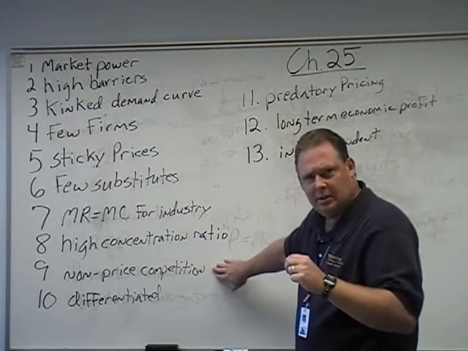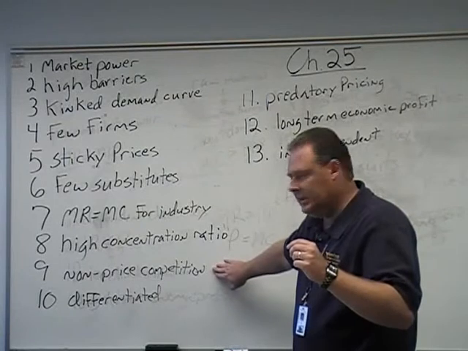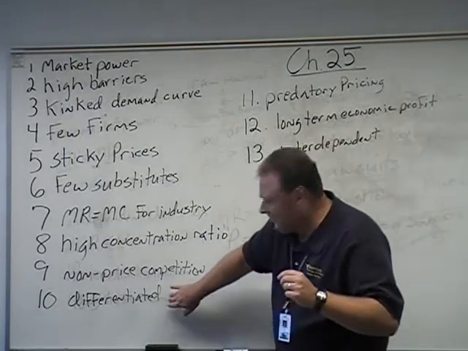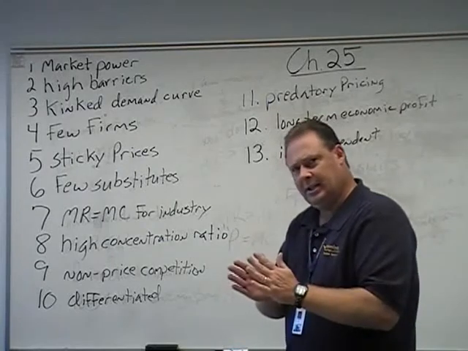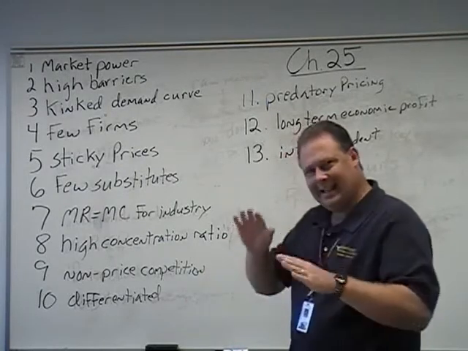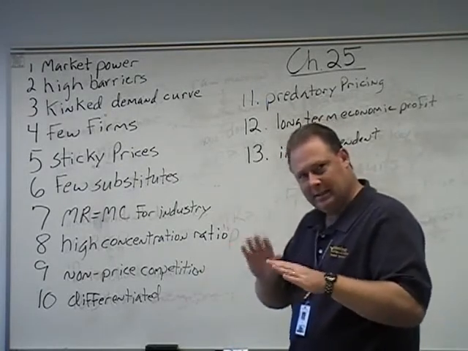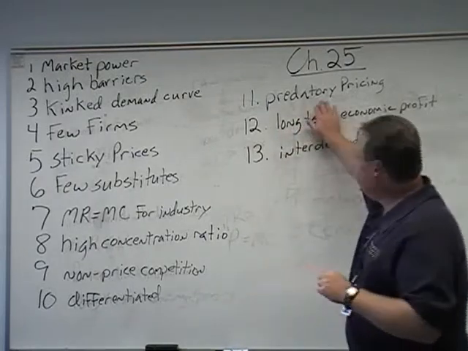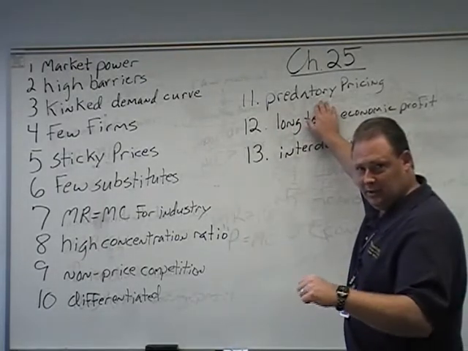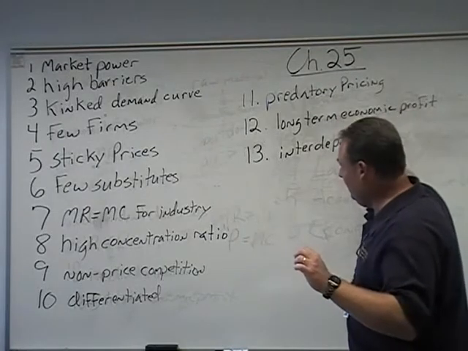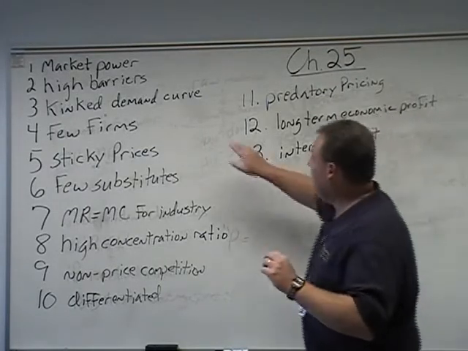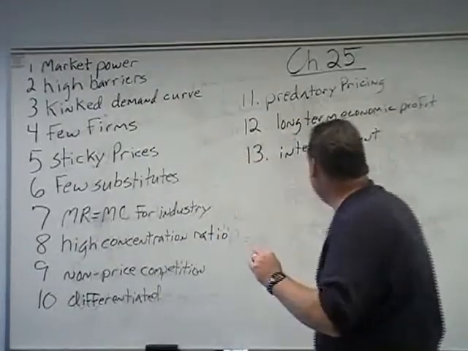Non-price competition. This is the first time we've experienced this, and it's because of differentiated products. Their products are not identical. There are competitors here who have slightly different products. They're similar but different. Predatory pricing, which we'll talk about towards the end of the chapter. They do have a long-term economic profit, just like in monopoly. That comes from the fact that there are high barriers.